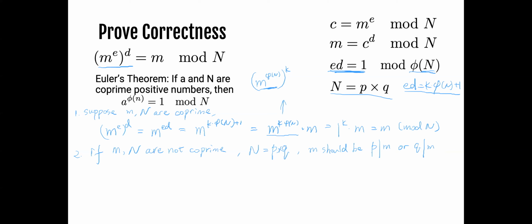Then without loss of generality, we just right now looking at this P part. So in this case, let's just say M is equal to, I'm going to use another arbitrary value, maybe let's say T, T times P, okay? So if M is equal to T times P, then let's try to do this M to the E to the D again. And this is equal to T times P, and then to the E to the D, right? And this is equal to T to the ED times P to the ED.